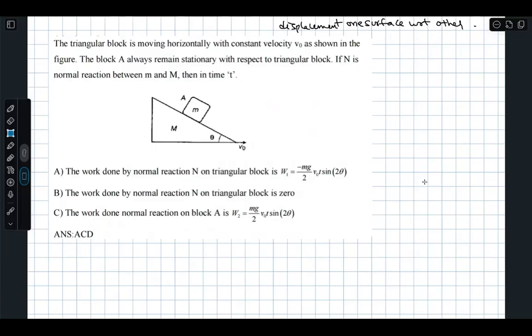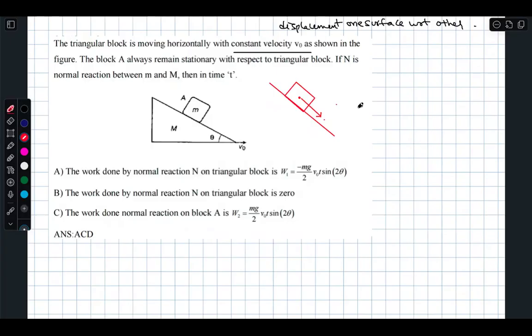See, the triangular block is moving horizontally with constant velocity. That is none of your headache. Someone is maintaining that. The block A always remains stationary with respect to the triangular block. Always remains stationary. How is this possible? Simple. You try to draw the free body diagram of this block. Now here, remember it is moving with constant velocity. No pseudo force is required.